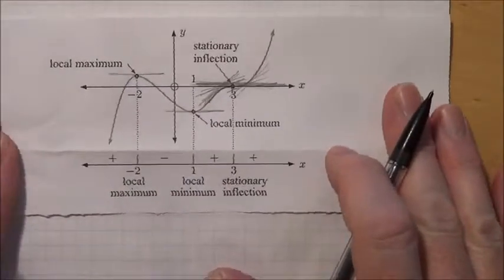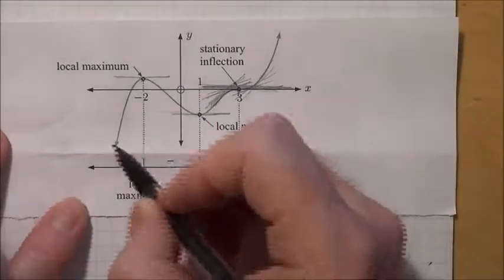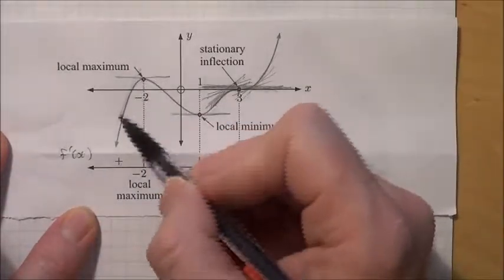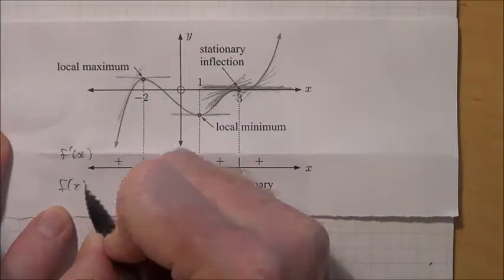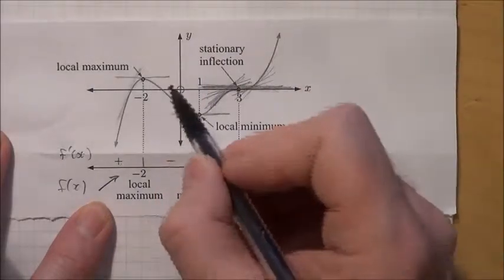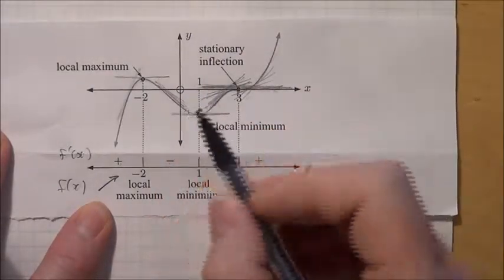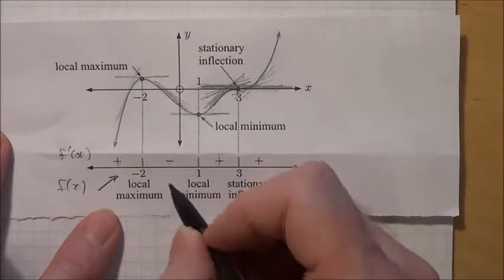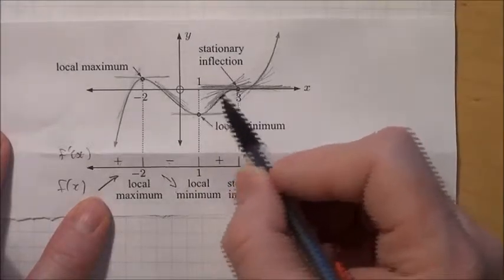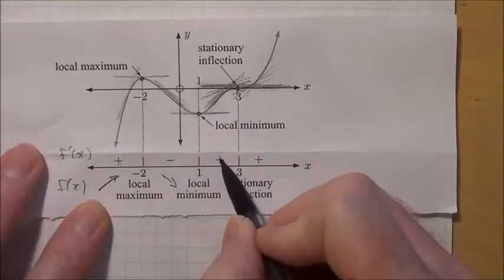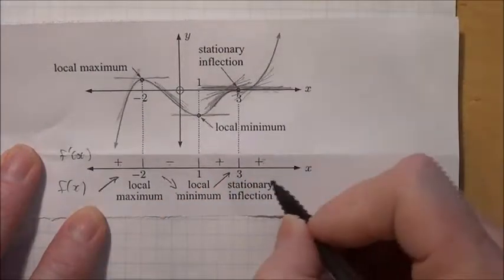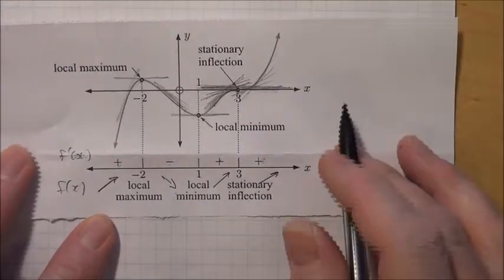Okay, so if we were to see the actual sign diagram for this curve, we see that the gradient function is positive here. The gradient of the tangent is positive. That means that the function is increasing. Here, the gradient function is negative, so the gradient of the tangent is negative between those two points, and therefore the function itself is decreasing. On this side, the gradient again is positive. The gradient function, the derivative, is positive. The function is increasing, and on this side, the gradient function again is positive. The function itself is increasing again.